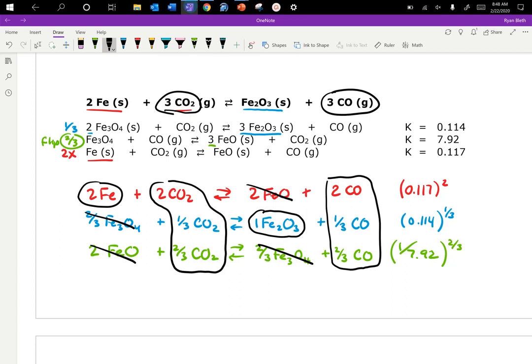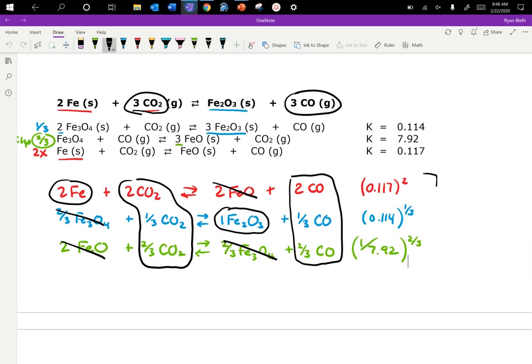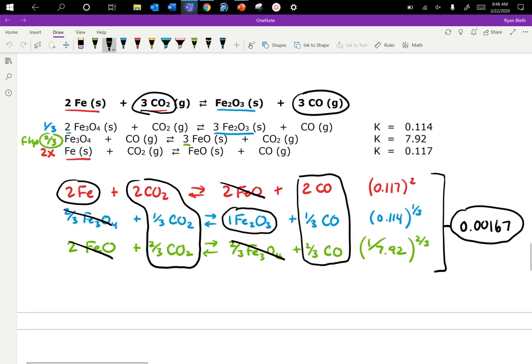So there's some real kind of delicate manipulation that goes on in that one, but it works. Go to your calculator and punch this bugger in at the end. All that together in my calculator, when I multiply those together with all those powers and stuff, should give me a final overall result of 0.00167. So that's kind of a look at a more complicated manipulation of K values on that last one.